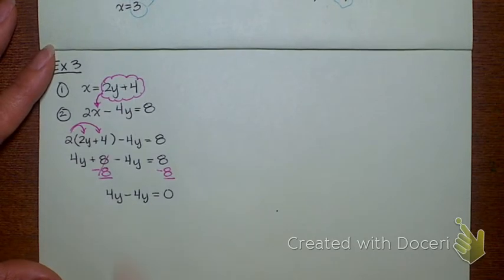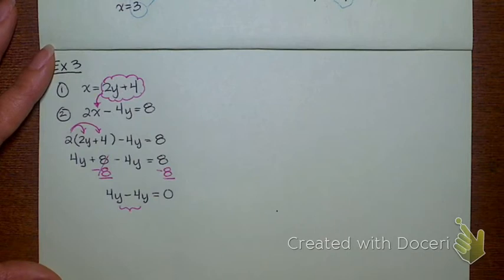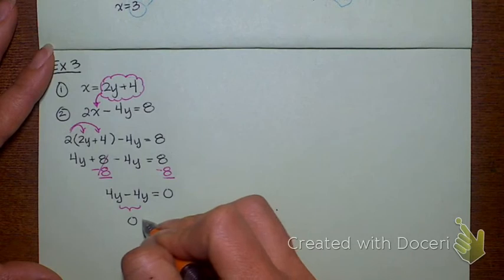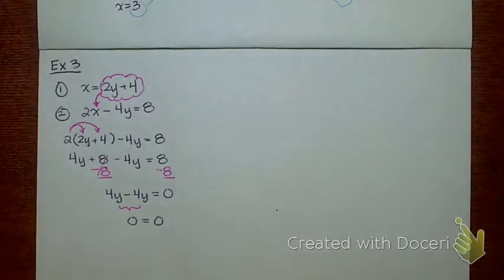What's 4y minus 4y? Y. No, 0. 0 y's. What's 0 times y? 0. So I get 0 equals 0. No solution. Okay, now, I heard someone shout out no solution.